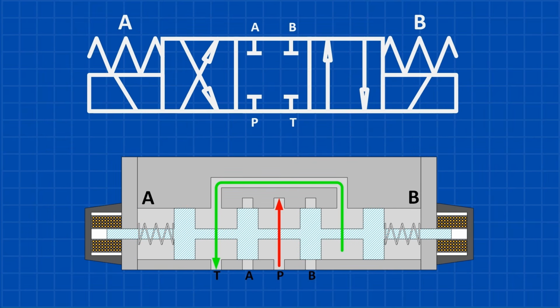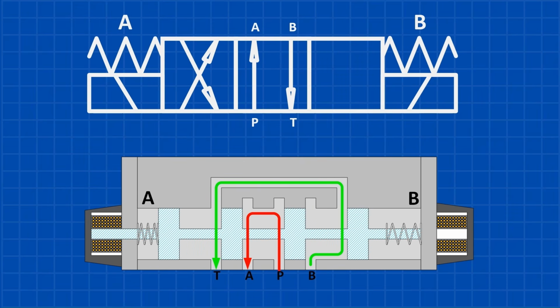When the valve is in the neutral position and no solenoids are energized, the spool is centered, and the ports are blocked. When solenoid A is energized, the spool shifts to the left, directing pressure from port P to port A and connecting the tank port T to port B. This action causes the cylinder to extend. In the next clip, pay close attention to the valve operation to see how this process works.